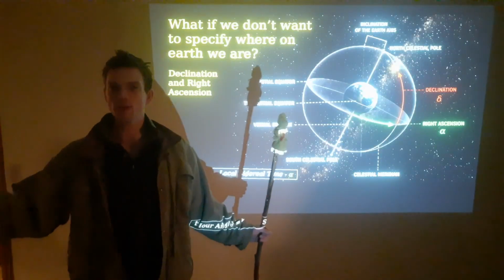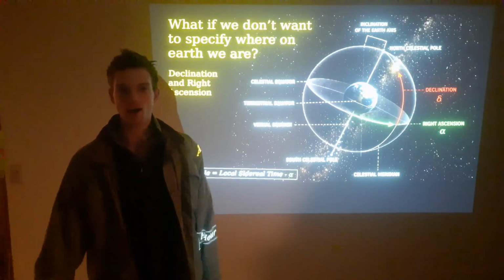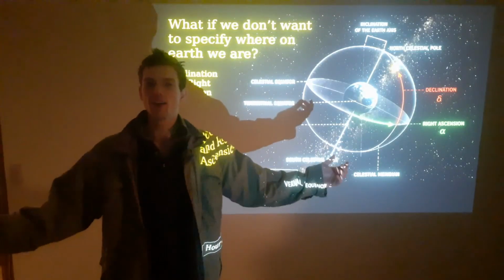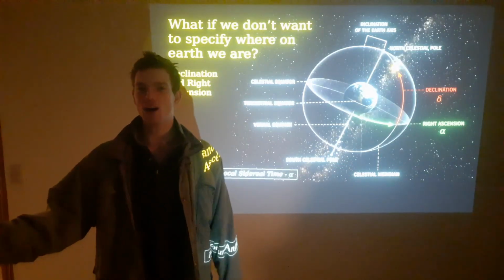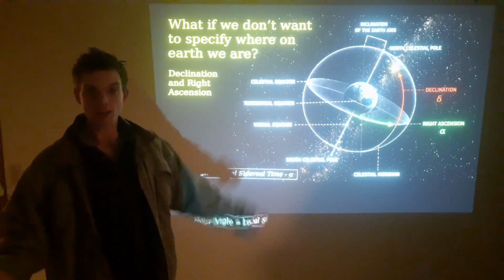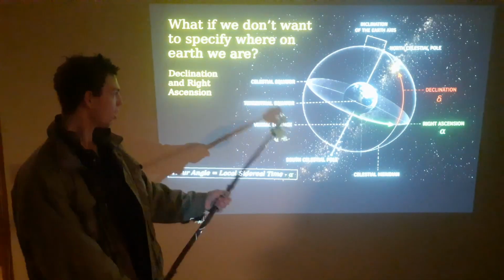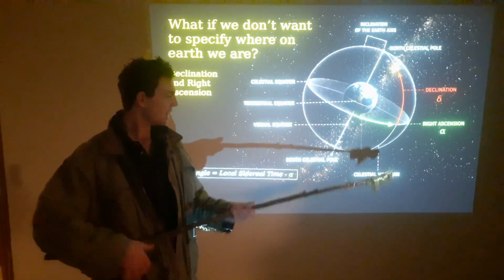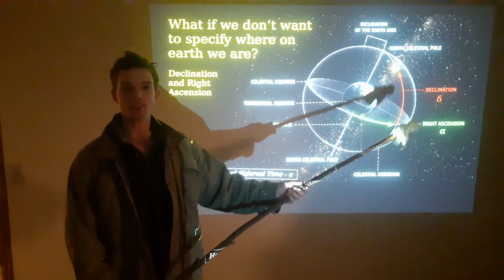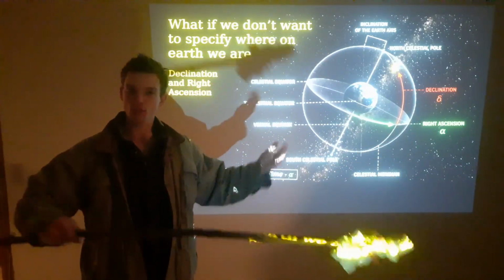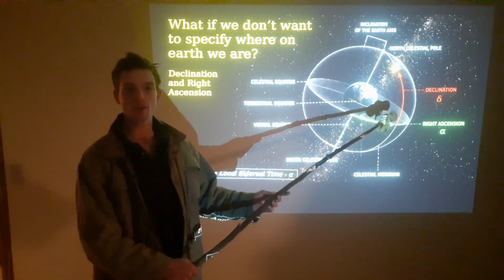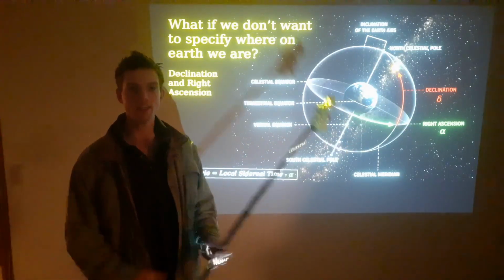Now, what if we don't want to specify where on Earth we are, right? I don't want to tell you my latitude and longitude. I don't want to have to specify that every time I try and tell someone where my satellites are. In that case, we can use declination and right ascension. Declination is an angle upwards from the celestial equator, which is the equator of Earth projected onto the background stars. Right ascension is an angle around from the celestial meridian.